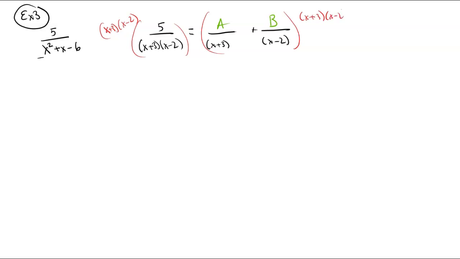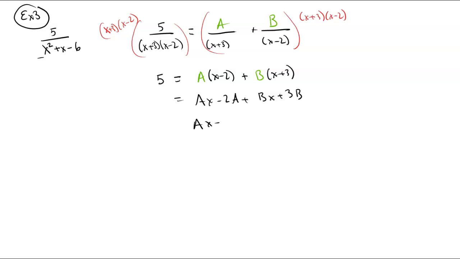Again, so far, nothing new and different. This is still the same thing, so 5 is equal to, and then we'll go back to our placeholder, so A, and then our x minus 2. Second placeholder B is going to be multiplied by x plus 3. Okay, so this gives you ax minus 2a, and then bx plus 3b.